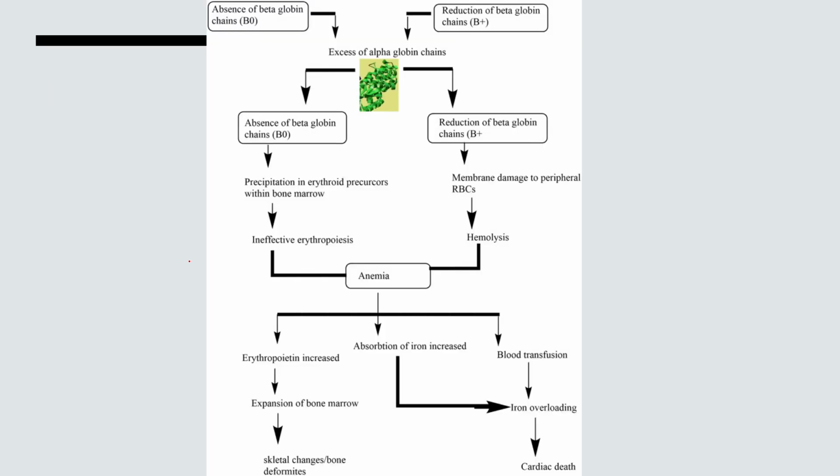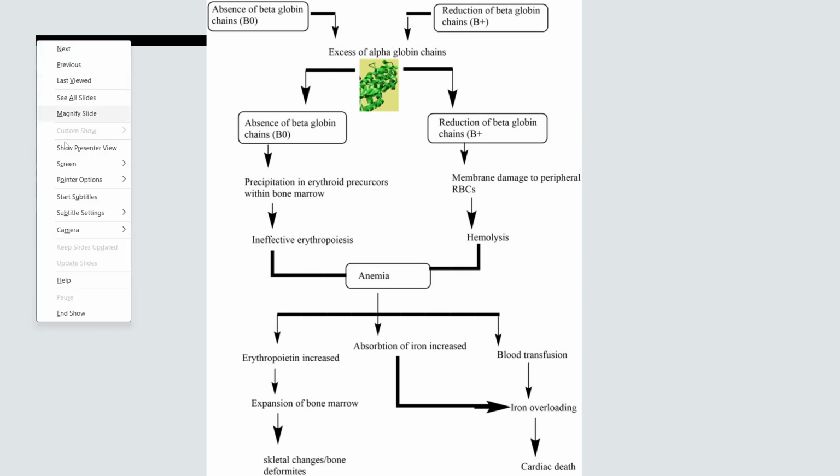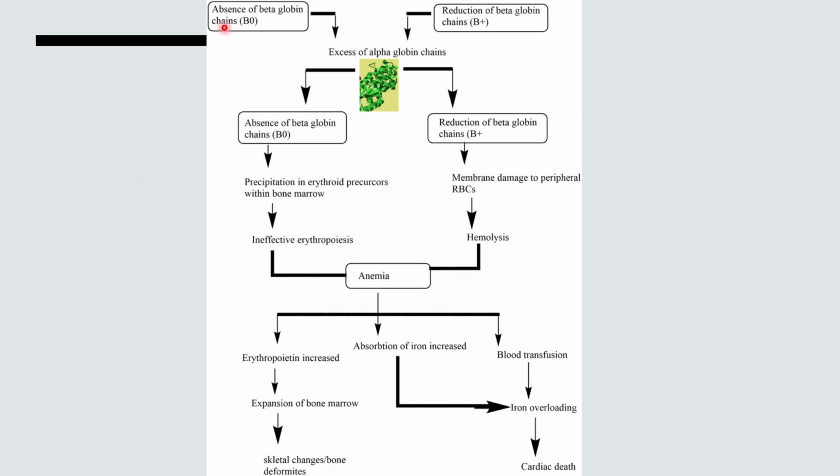Okay, so let's see how this chain works. It can be absence of beta globin chain or reduction of beta globin chains, which leads to an excess of alpha globin chains.